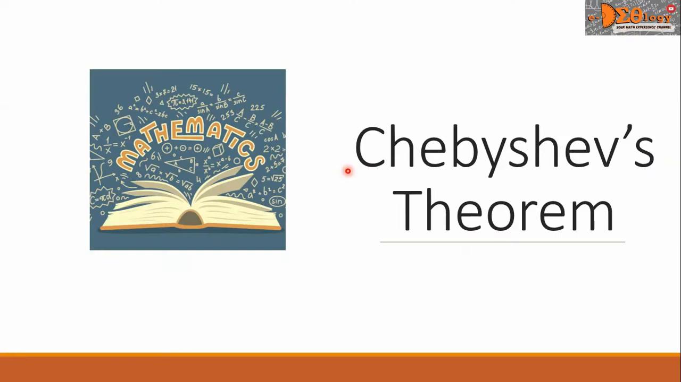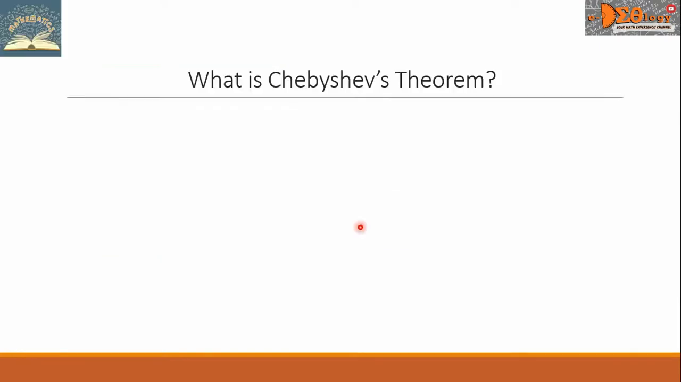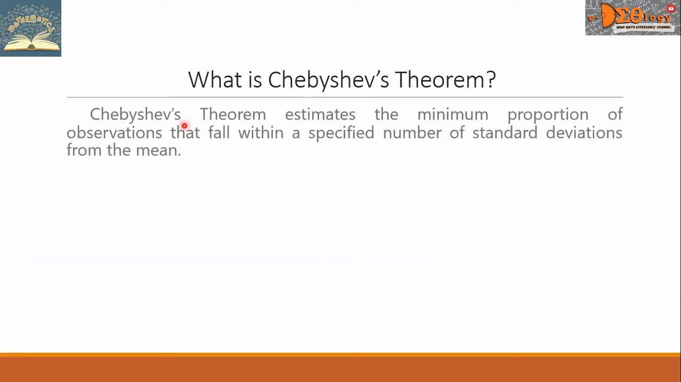Hi everyone. Today we're going to study Chebyshev's theorem. What is Chebyshev's theorem? Chebyshev's theorem estimates the minimum proportion of observations that fall within a specified number of standard deviations from the mean.